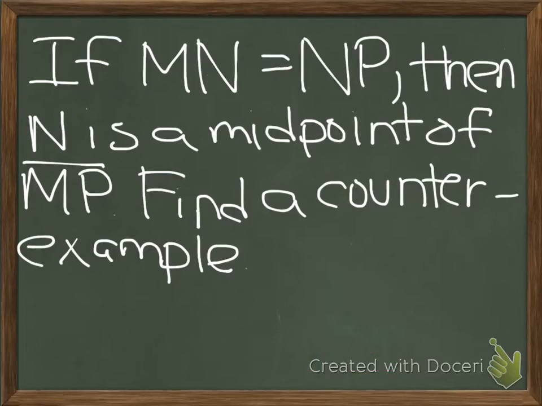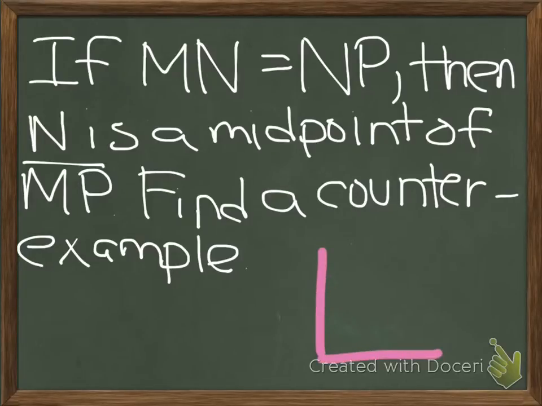Here we're going to look at the sentence and we're going to find a counterexample. So it's telling us that MN equals NP, and it's assuming then N is a midpoint of MP. So to find a counterexample, we need to draw something that would not make N be in the middle of M and P, but instead MN being equal to NP, where N is not in the middle.